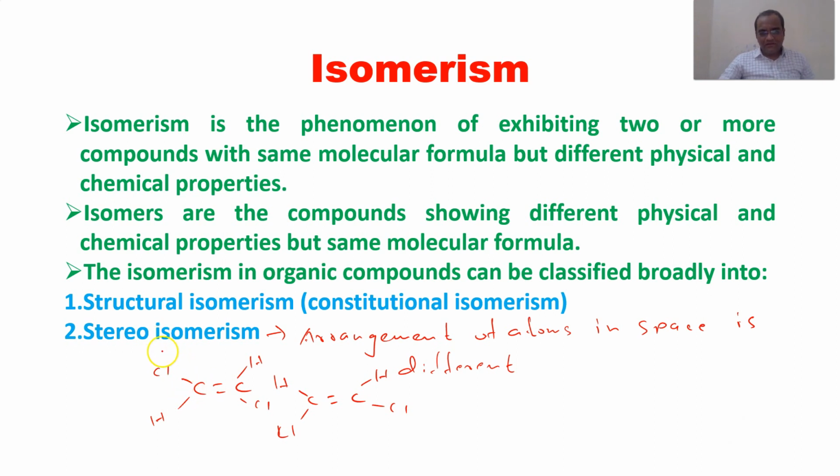There are some more classes in stereoisomerism also, like optical isomers, which can rotate the plane of polarized light. So they are called optical isomers. That will be in your further organic chemistry, like organic chemistry 3, where you will have stereochemistry in detail. So you will learn it over there. Now we will see only the structural isomerism part.